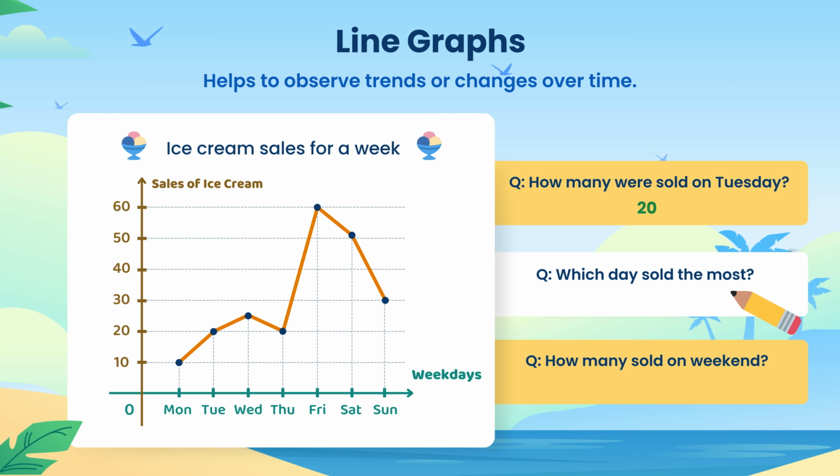Next question, on which day were the most ice creams sold? Simply look for the highest point on the graph. It indicates that on Friday, the most ice creams were sold, 50.